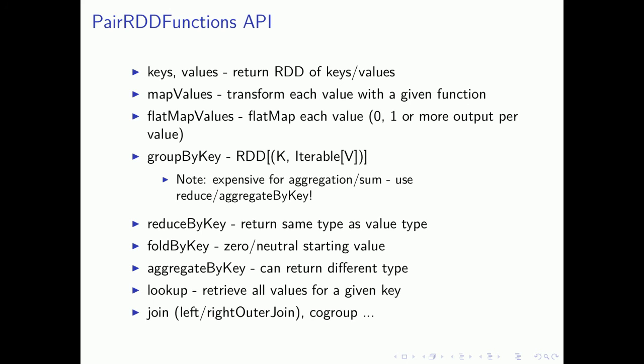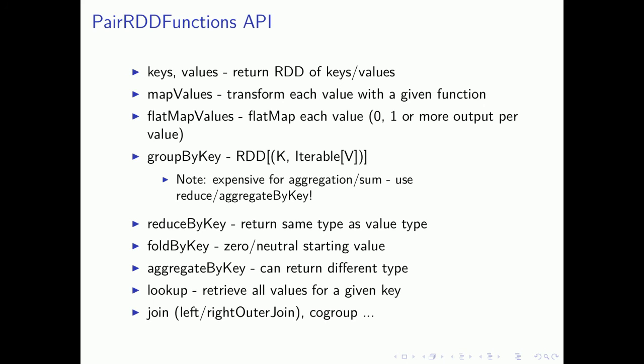So if I have tuples, key value pairs, I could return an RDD of just the keys, or the values. I can run a map on just the values, a flat map on just the values. I can group by the key. And so I get a key and then all the values that are associated with the key, which is an expensive way of doing it.